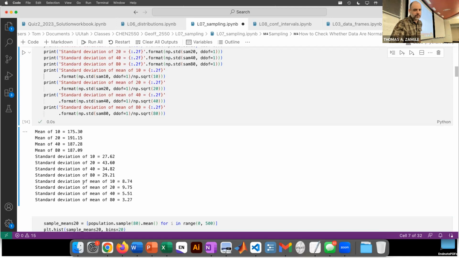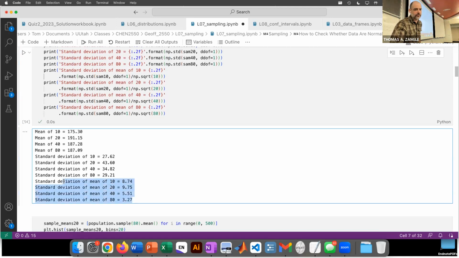And that's what's captured here. When we say standard deviation of the mean, this is an estimate of how uncertain my result is for my sample size of 10. And this is my estimate of how uncertain my estimate of the mean is for a sample size of 80.